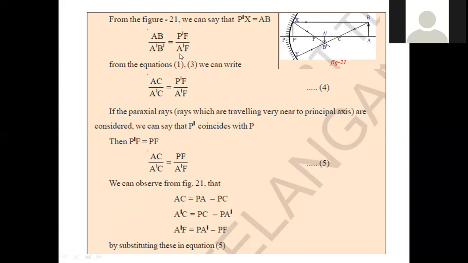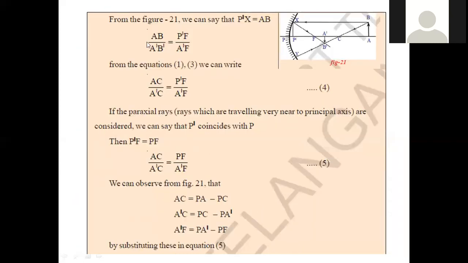the image distance, is equal to P prime F by A prime F. P prime F by A prime F. Right? So this is another assumption. This is equation number 3. So from this we can infer the following.